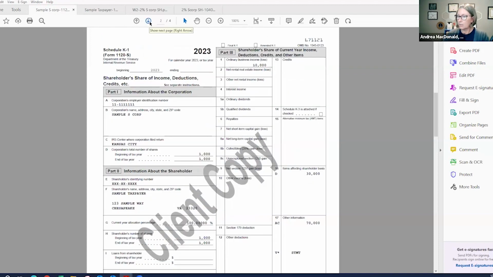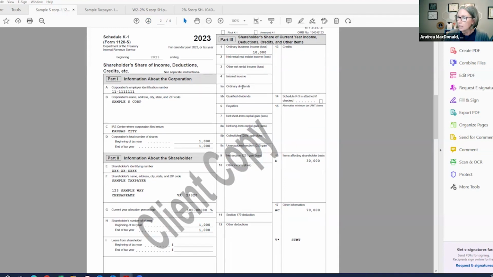So here's their K1. It shows their $10,000 of business net income. We can also see on this K1 that they took $30,000 of distributions. Now, I should already be thinking to myself, there might be a problem here. They only had $10,000 of profit, but they distributed $30,000. That math doesn't math. So now I need to know what was their beginning basis heading into 2023.